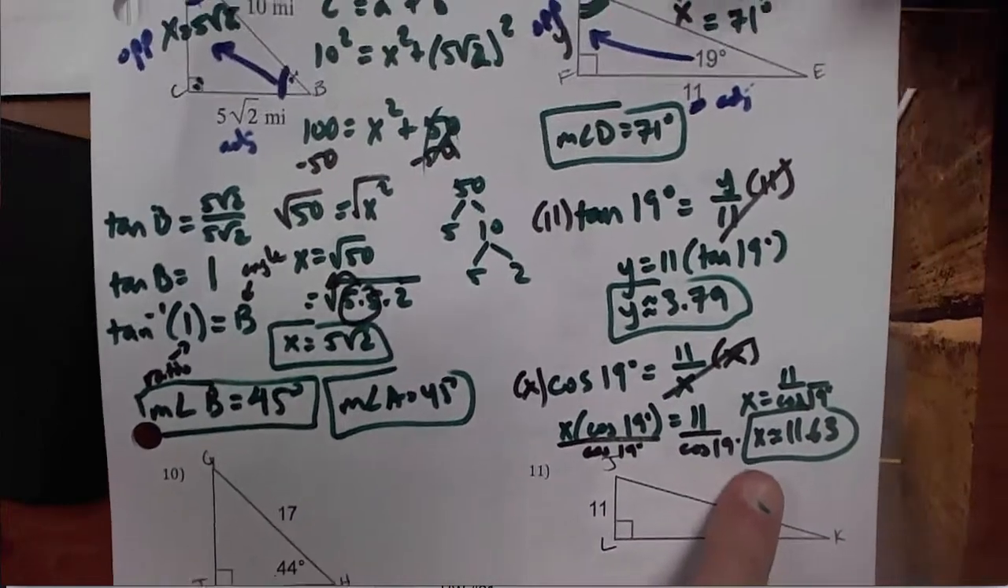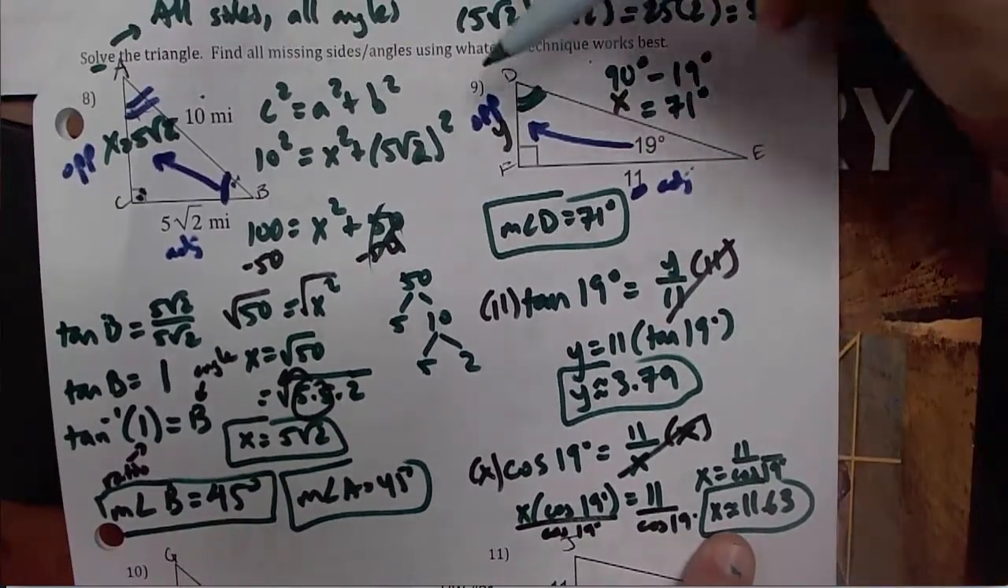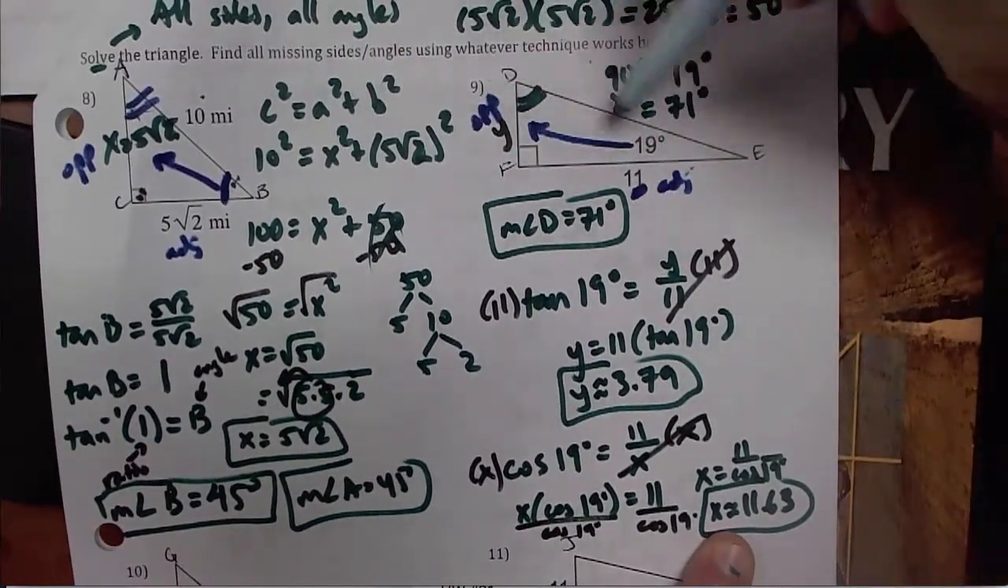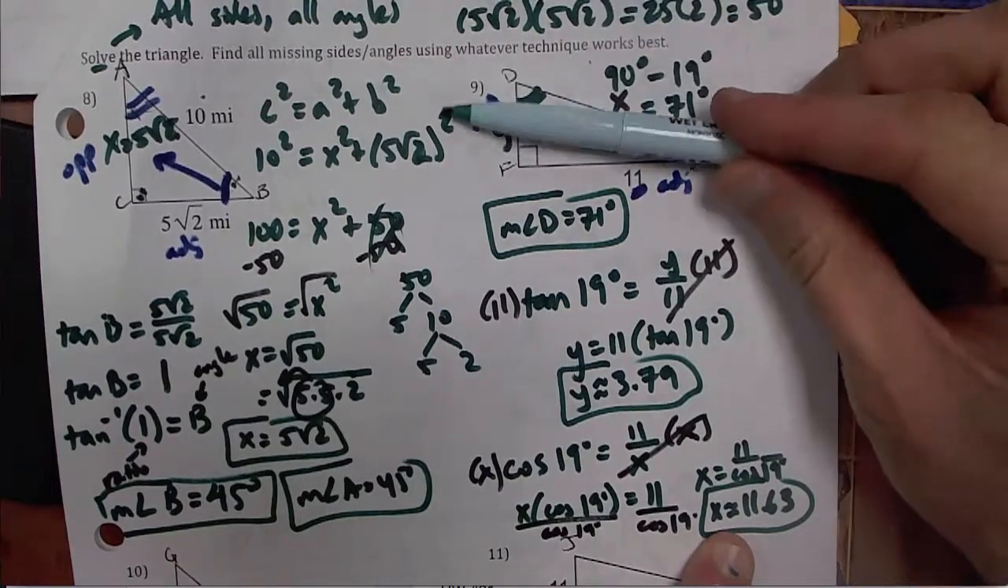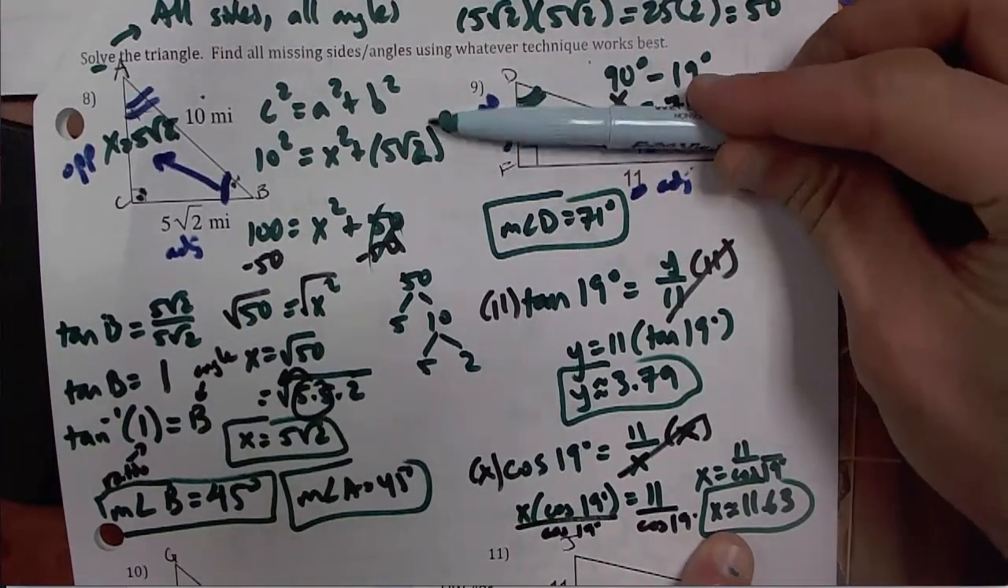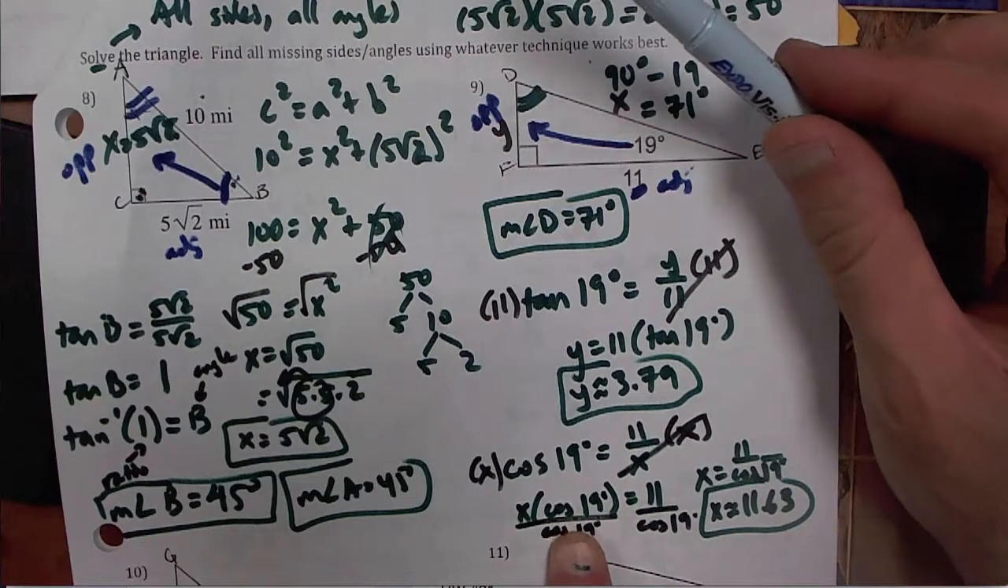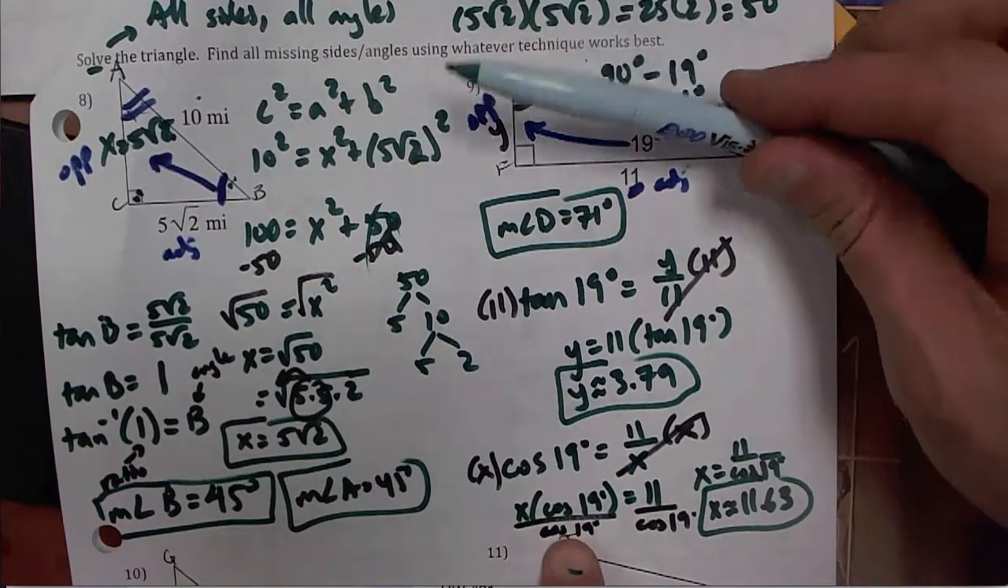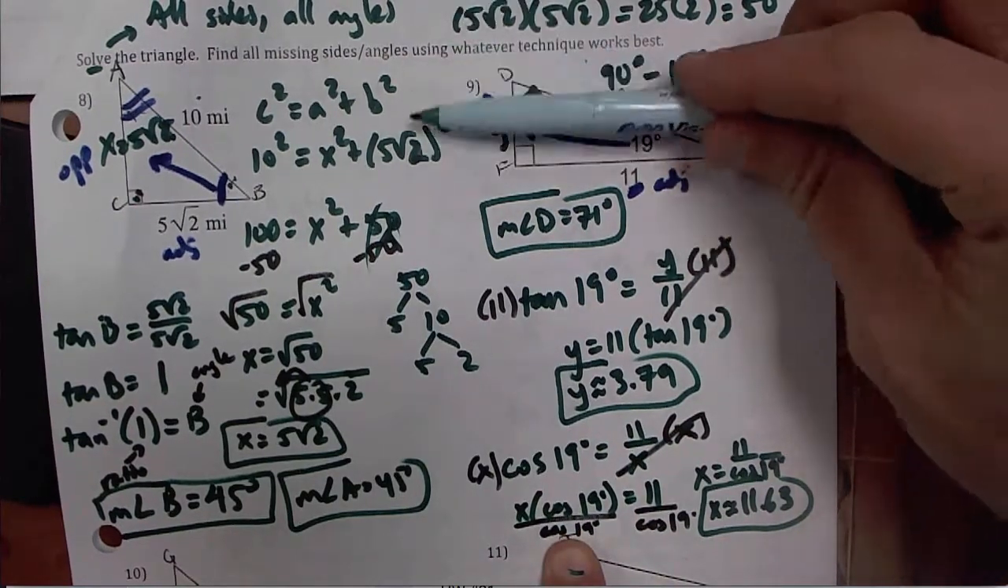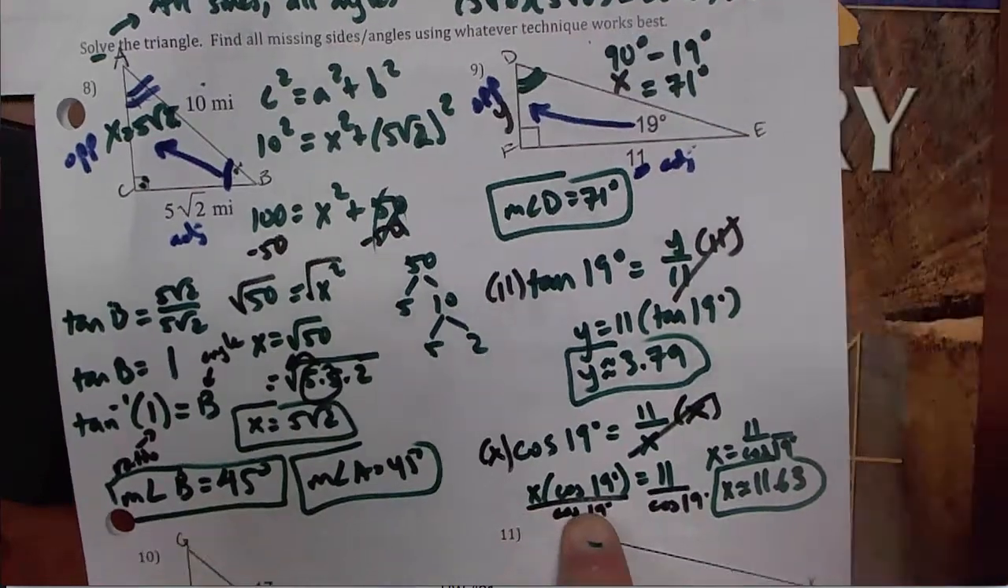Okay, so that makes pretty good sense because again, this is 11, this is bigger, but not by much because this is a really small angle. So this is almost as big as this, right? Remember that cosine ratio is about 95%. This is 95% as big as this. So 11.63 is a little bit bigger.